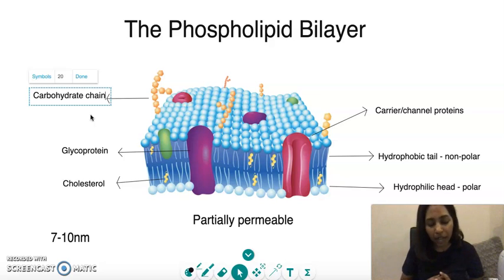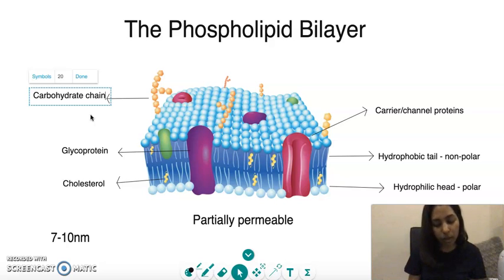And the reason it's on the exterior is so it can interact with other cells as a signaling molecule, and it can also be interacting with hormones and drugs. And another thing, it can act as a cell surface marker, so other cells can see the cell and identify it. So that's why it's really important that the carbohydrate chain is on the external surface.